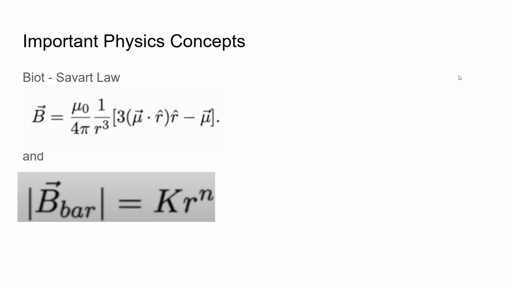The important physical concepts we used were Biot-Savart's law, which is the equation shown here: mu naught over 4 pi times 1 over r cubed times 3 times the magnetic dipole moment of the magnet times r hat, minus the magnetic dipole moment of the magnetic bar. The magnitude of the magnetic field of the bar is equal to k r raised to n.